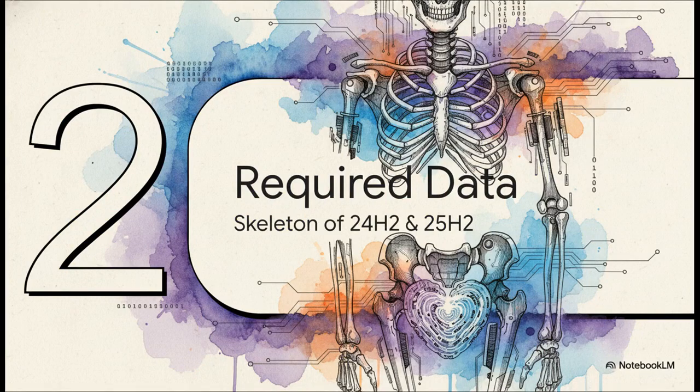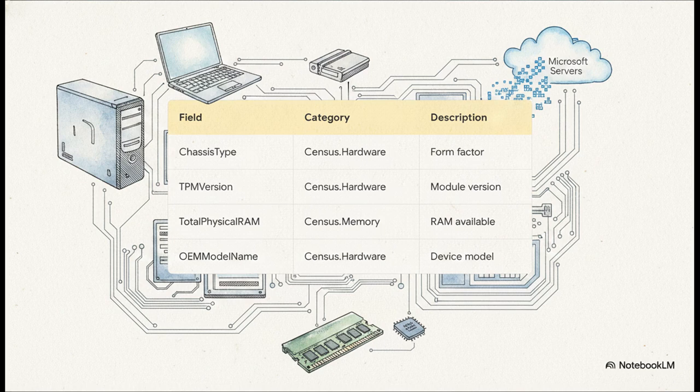Moving to Section 2, Required Data, the Essentials, which is basically the skeleton of 24H2 and 25H2. If we look at Census hardware and memory events, we can see the base-level metrics sent back to Microsoft. Under the Census hardware category, Windows is reporting your chassis type, whether you're on a desktop or a laptop, along with your exact device model name and the version of your TPM security module. Meanwhile, Census memory reports metrics like your exact total physical RAM. This is absolutely crucial because it helps Microsoft determine if, say, a specific crash is only happening on laptops with a certain amount of memory. It lets them pinpoint those tricky hardware-specific bugs.